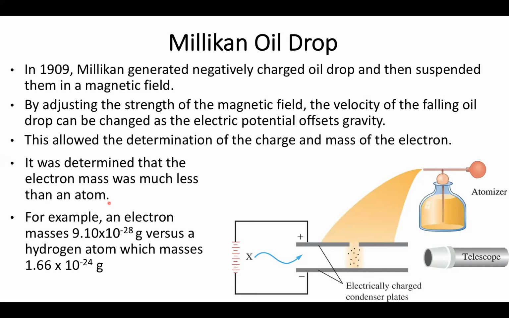And so, for example, the mass of an electron is about 9.1 times 10 to the negative 28th grams. Turns out that a hydrogen atom, the lightest atom, is much heavier. So a good way to think about this is that the mass of an electron is about 1/137th, so less than 1% of the mass of the lightest atom.